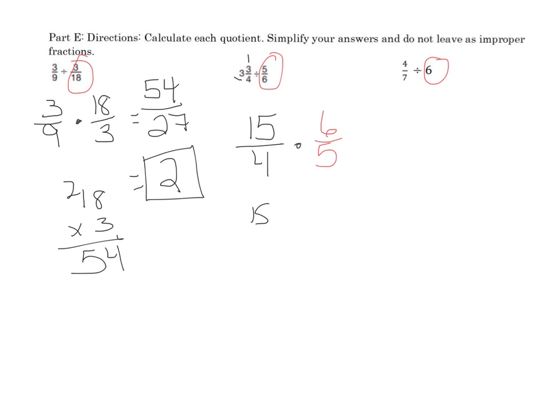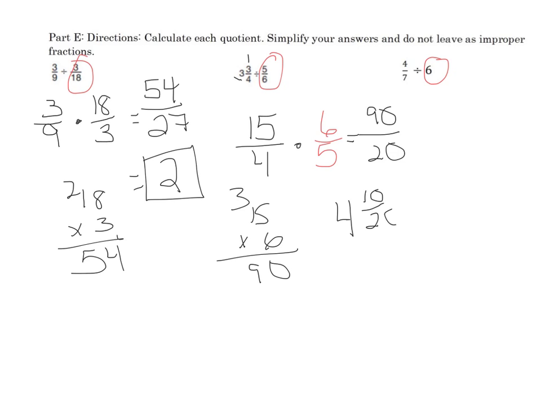So 15 times 6, you get 5 times 6 is 30. 6 times 1 is 6, plus 3 is 9. So I have 90, and then 4 times 5 is 20. So then I think this is like 90 divided by 20. 20 can go into 90 4 whole times, which makes 80. That means I would have 10/20 left over, which could simplify if I divide both of them by 10 into 4 halves. 4 1/2.